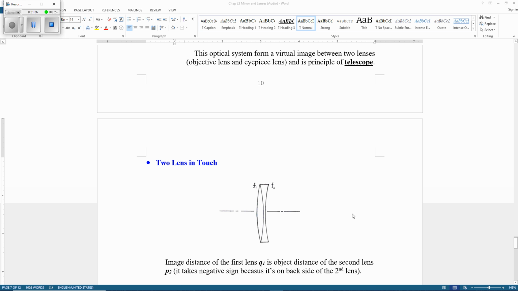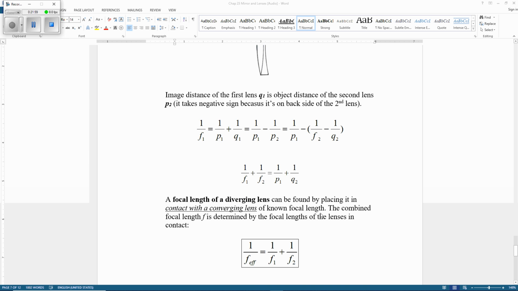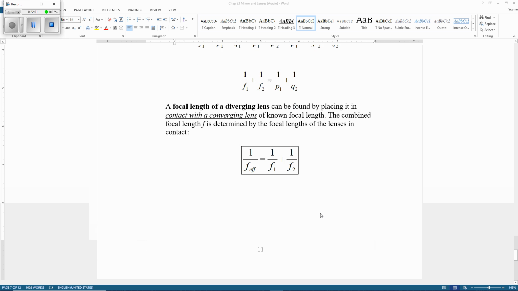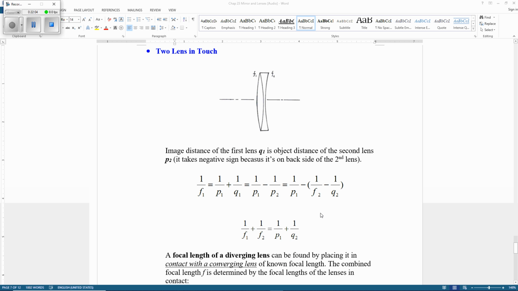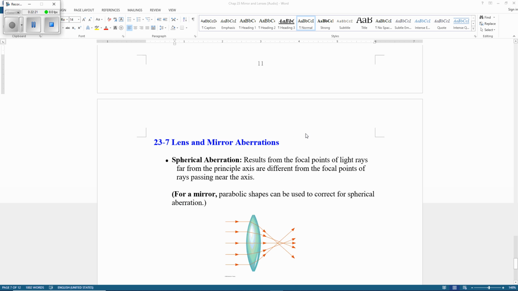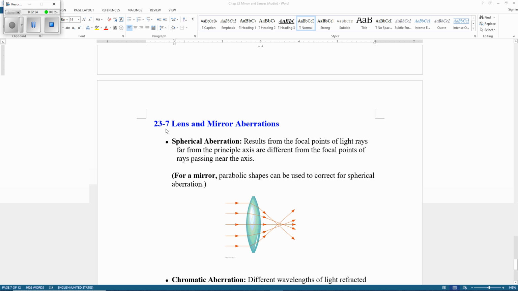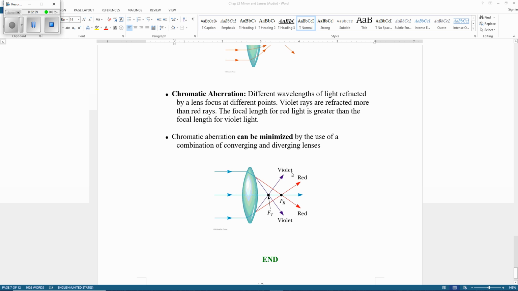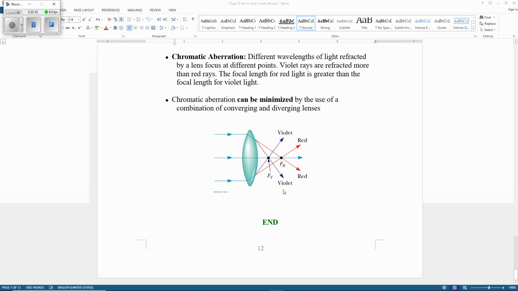Now the rest, please read by yourself. Mostly it's definitions. And these examples, when we have two lenses touching each other, one converging, one diverging, what is going to happen? Well, we're going to use this for our lab. So if you have time, we're going to discuss this later. Then the last part is section 7. Please read it yourself. This is the end of chapter 23.